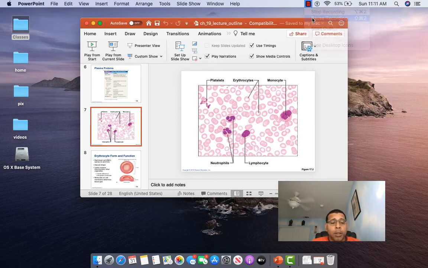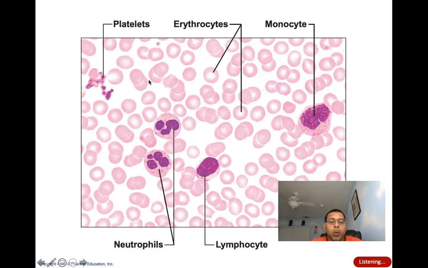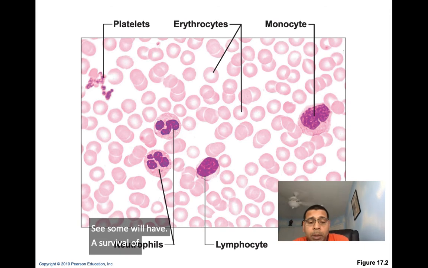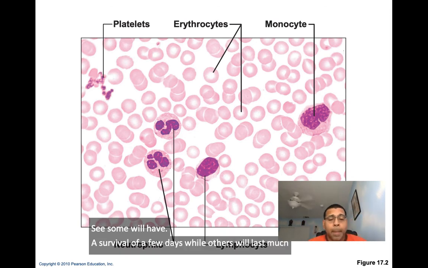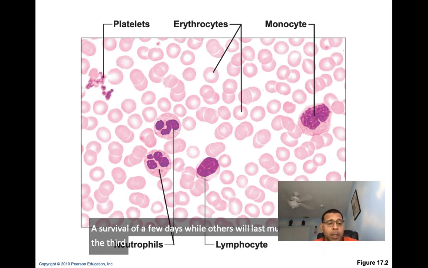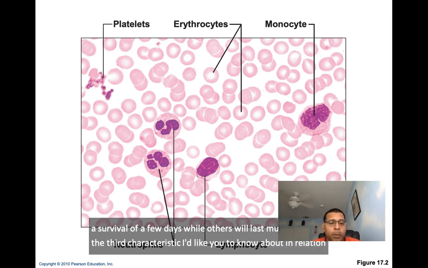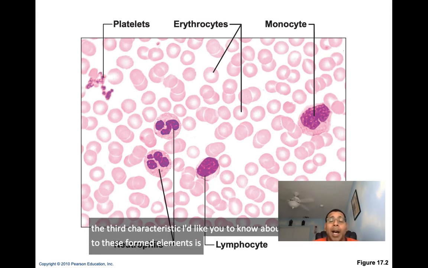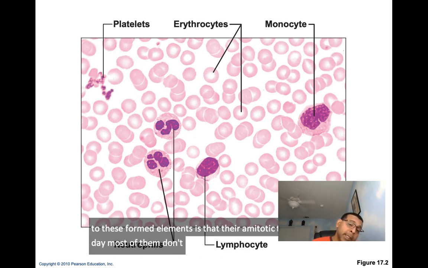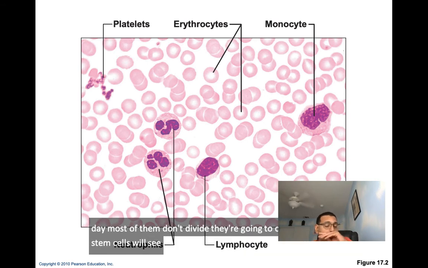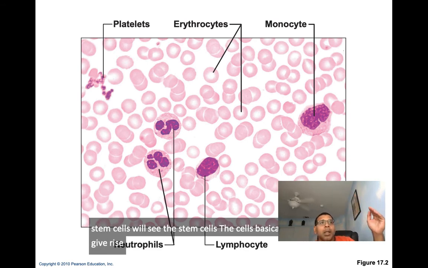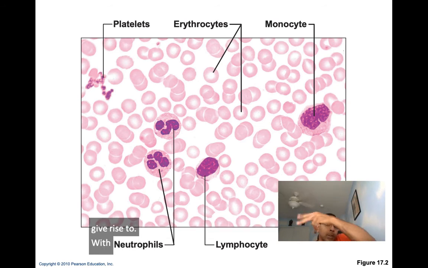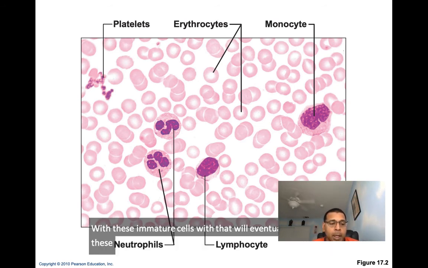Others are going to be. So when we talk longevity, we'll see some will have a survival of a few days, while others will last much longer. Now, the third characteristic I'd like you to know about in relation to these formed elements is that they're amitotic. Most of them don't divide. They're going to come from stem cells. We'll see the stem cells, the cells that'll give rise to these immature cells that'll eventually give rise to these mature cells. Now, first here, let's talk about our erythrocytes.